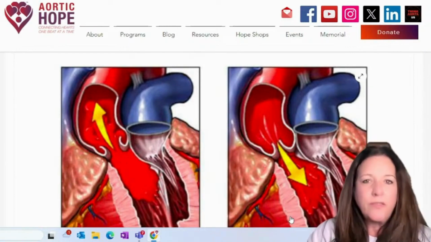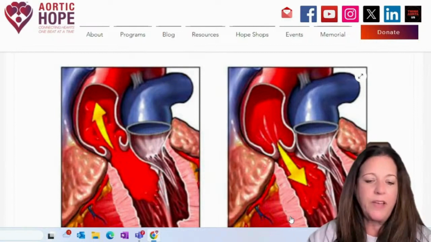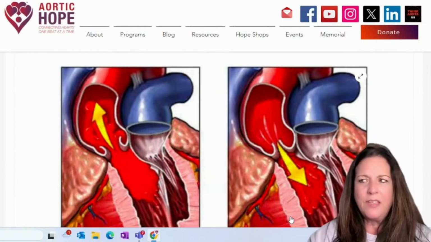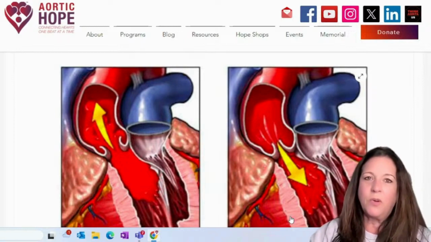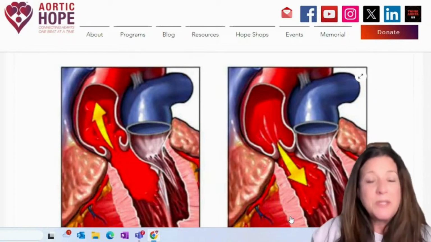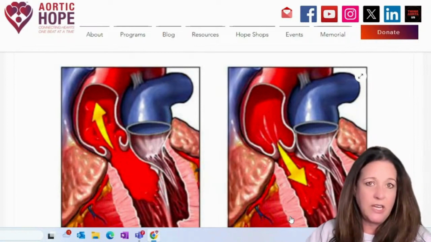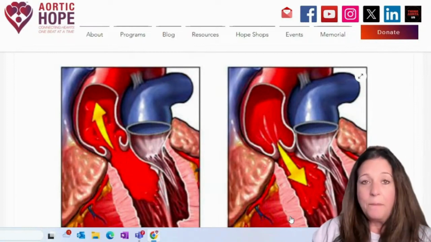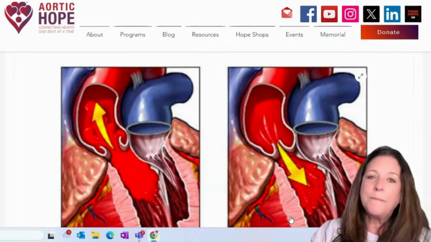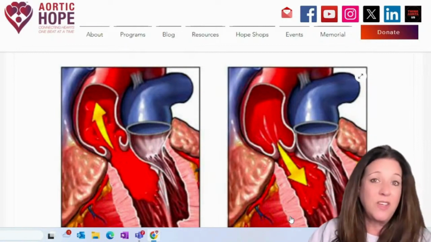All your valves have an opportunity for this: your mitral valve, your pulmonary valve, and I think the other one is the tricuspid valve. I'm tired, people. But let's talk about the aortic. Any of them can have a degree of regurgitation. It can be trace, mild to moderate, moderate to severe, and severe.